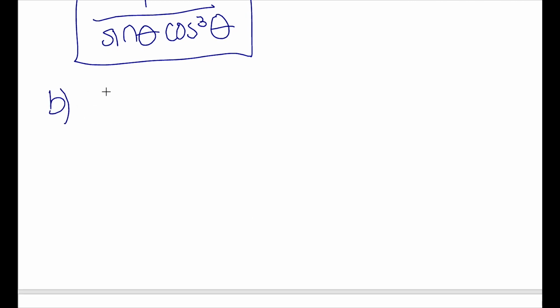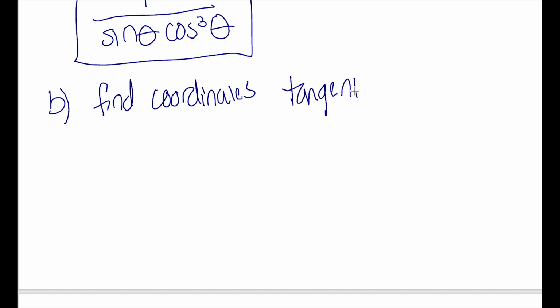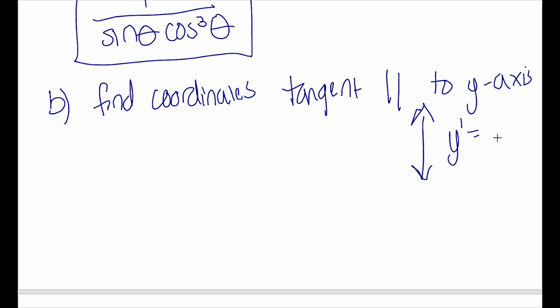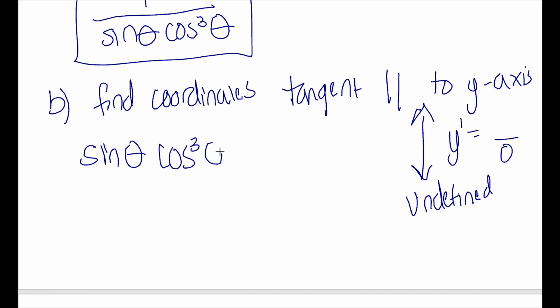Part B, find the coordinates where the tangent is parallel to the y-axis. So the y-axis is vertical. That means my slope has to be undefined. In order to find these coordinates, we set the denominator equal to 0. And then we can set each term equal to 0 to solve.